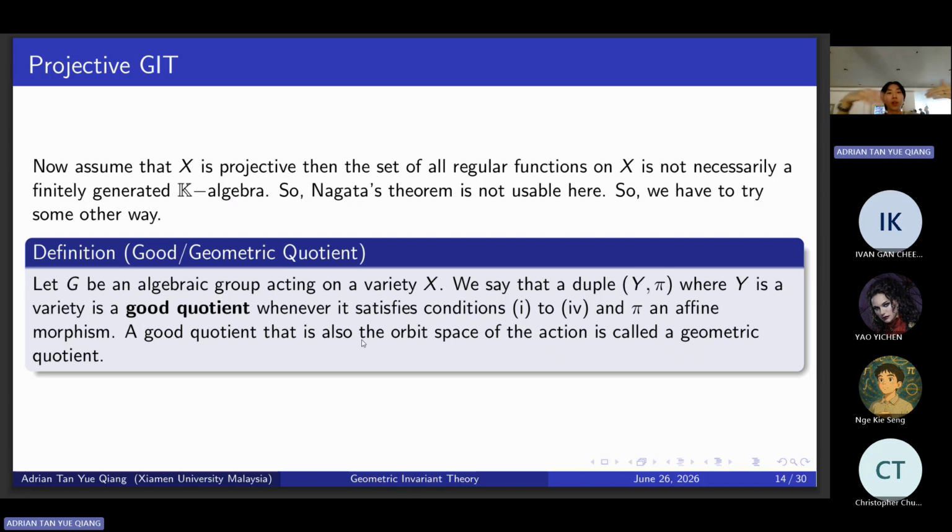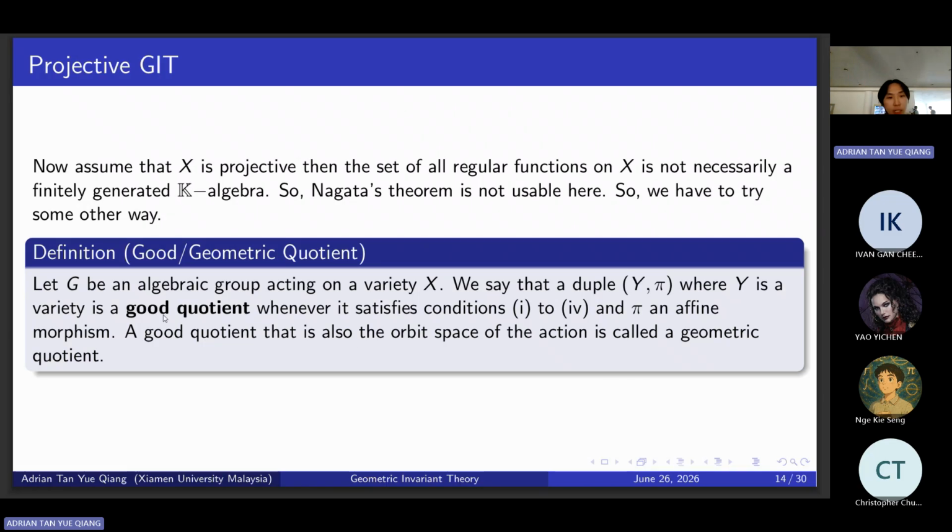So we cannot directly use Nagata's theorem here, so we try some other way. What about we go the other way? Just now we defined a quotient and then showed that it satisfies these 4 geometric properties. Now we go the other way.